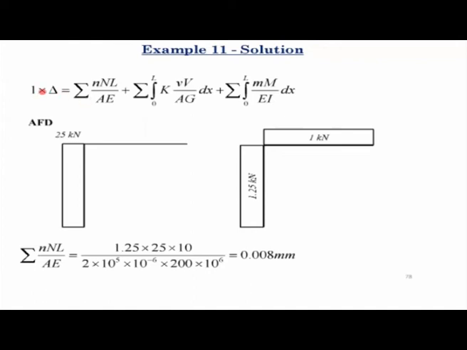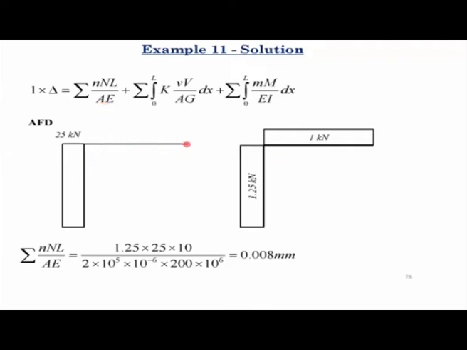If you want to calculate the total deformation considering axial, shear and bending deformations, you have to use the formula where small n is the axial force in the member due to the virtual load, capital N is the actual force in the member due to the actual loads, L is the length of the member, A is the cross-sectional area, and E is the modulus of elasticity. Now these are the two axial force diagrams.